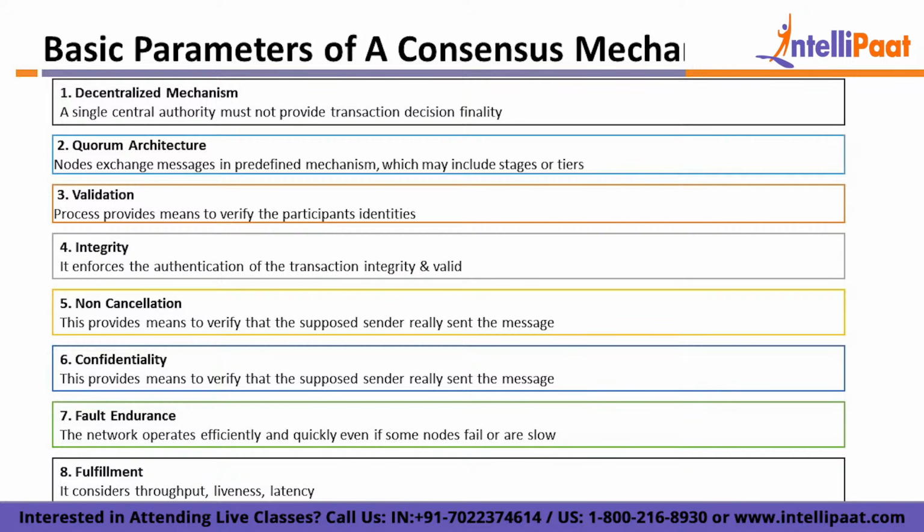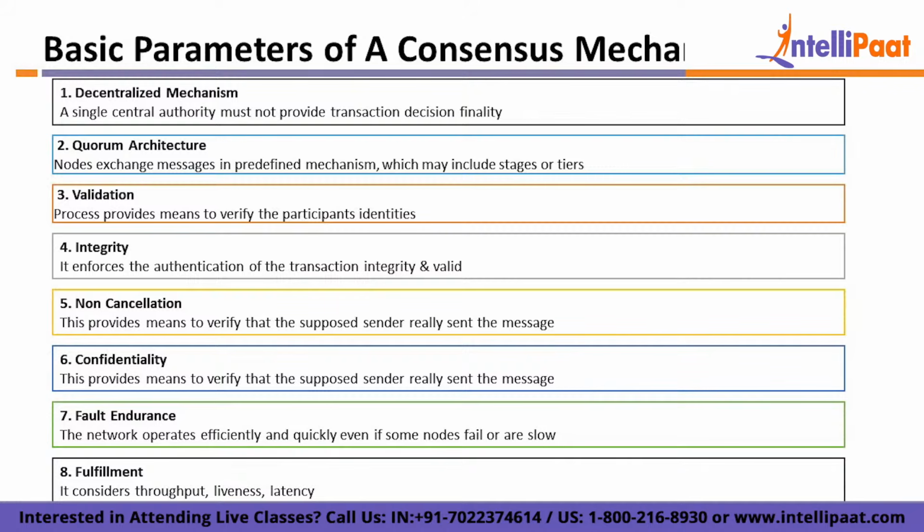Your consensus mechanism should also take care of fault endurance. So the network operator should operate the network efficiently and quickly even if some nodes fail or are slow. What this means is even if part of your network or blockchain is faulty or slow, the network operation should complete in a quick and timely manner. There should not be any delay or loss of transactions.